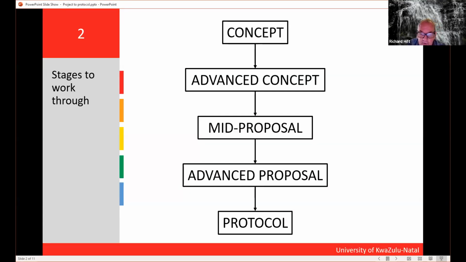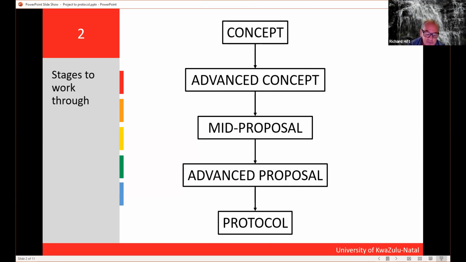So, these are the stages along the little journey as I thought about it. You start off with a concept. And that starts the very first day you start toying with an idea of doing either a master's or a PhD. So you have a concept. That has to be turned into an advanced concept. It has to be firmed up. You have to start developing a very clear idea of what it is that you are actually going to study. Then you start turning that into something which I like to call a proposal.